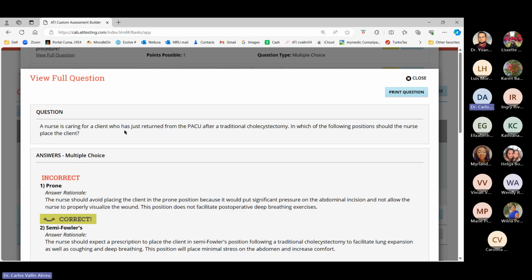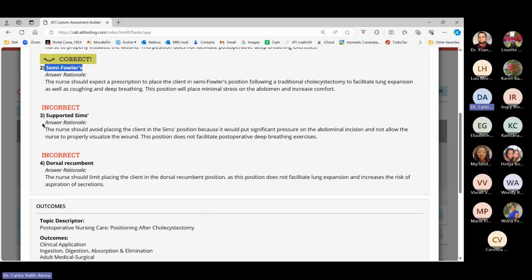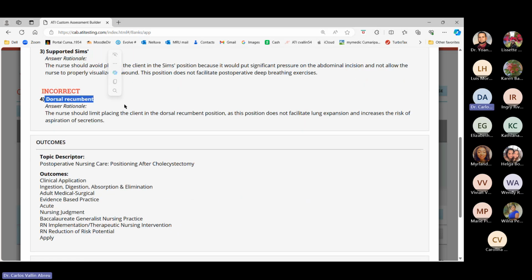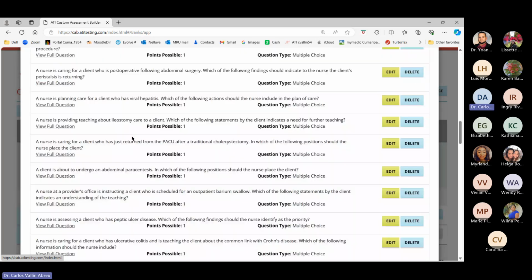A nurse is caring for a client who has returned from PACU after a traditional cholecystectomy. Traditional cholecystectomy has a big oblique wound in the right upper quadrant. In which of the following positions should the nurse place the client? Semi-Fowler. Yeah, after surgery, semi-Fowler. No. Dorsal recumbent is supine but flat. Okay, semi-Fowler. Nothing special in this one.